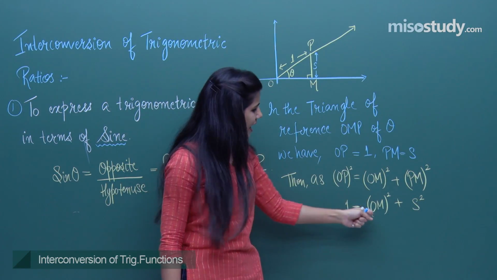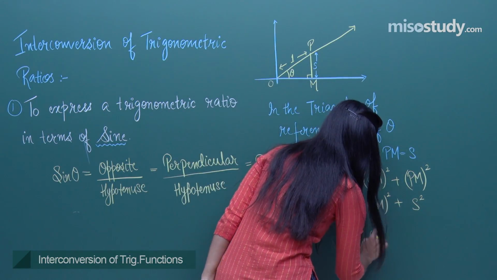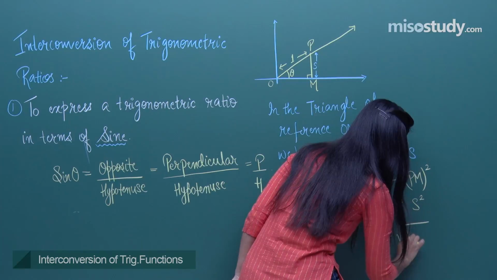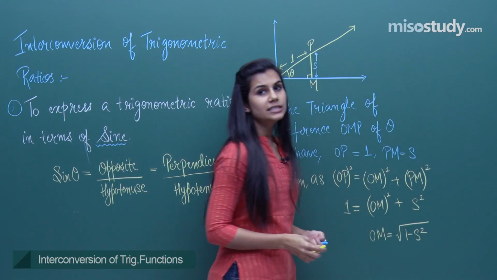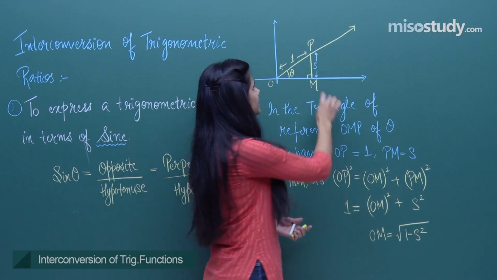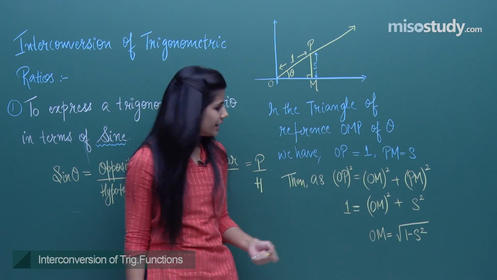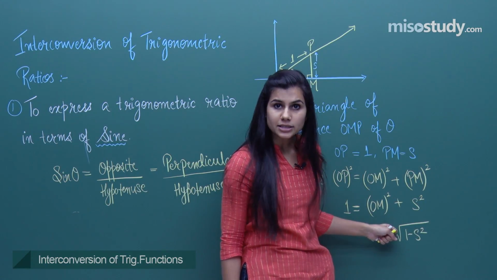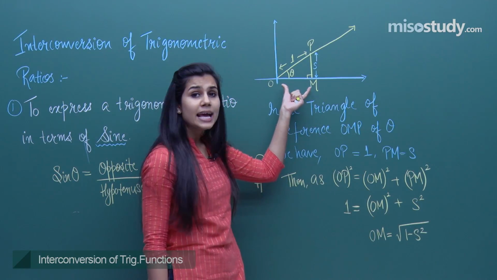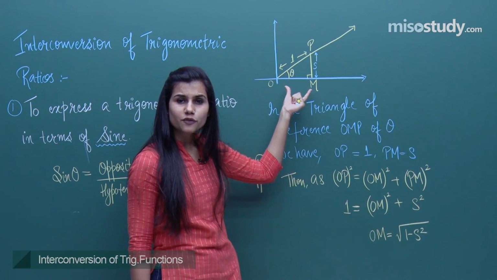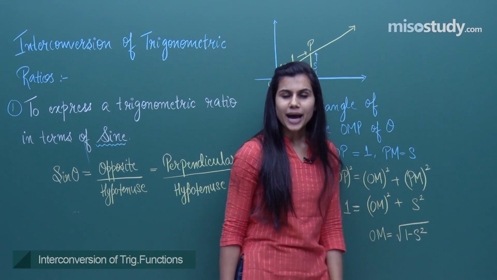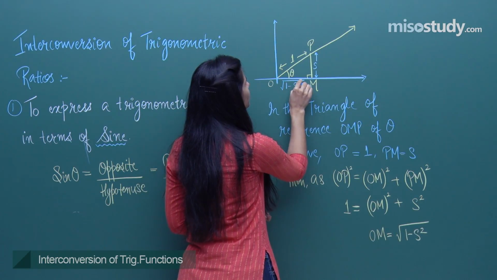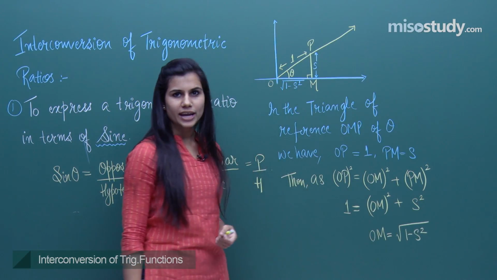And now you have the value of OM. Your OM happens to be under root 1 minus S square, where your S is nothing but the length of the perpendicular. Why am I not writing minus over here and I have taken over here the sign to be plus? Because OM is the length of a side. How can it be negative? Of course it needs to be positive, and that is why through this calculation you have that OM is equal to root 1 minus S square.